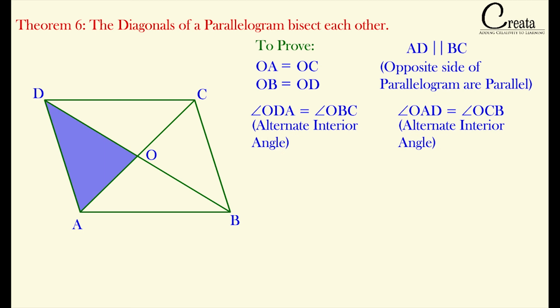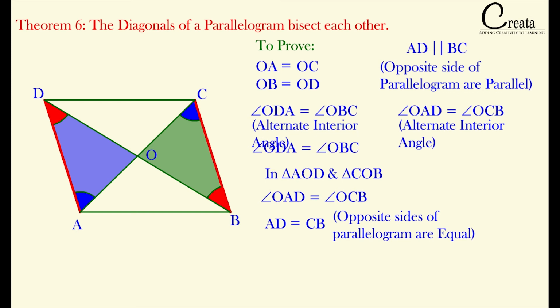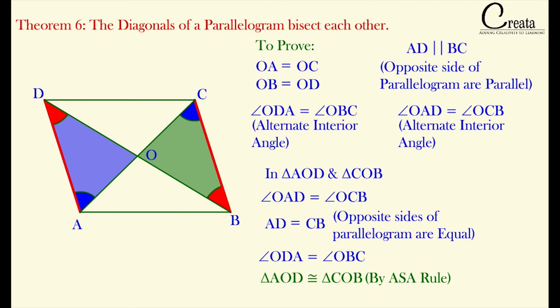And if we take triangle AOD and triangle BOC, we can say angle OAD is equal to angle OCB, that we have just proved. AD is equal to CB, opposite sides of a parallelogram are equal, that we have seen in the previous theorems. And angle ODA is equal to angle OBC. This also we have just proved. So by ASA rule, we can say triangle AOD is congruent to triangle COB. And if we apply CPCT, we get the corresponding sides as equal, that is OA is equal to OC and OB is equal to OD. This is the proof of the theorem, that is, the diagonals of a parallelogram bisect each other.